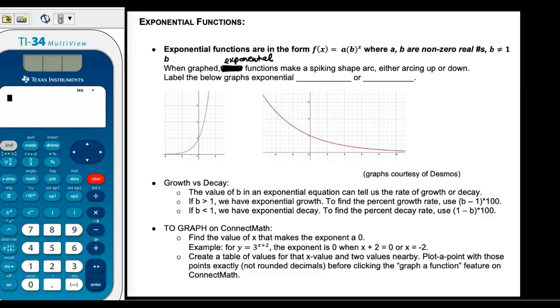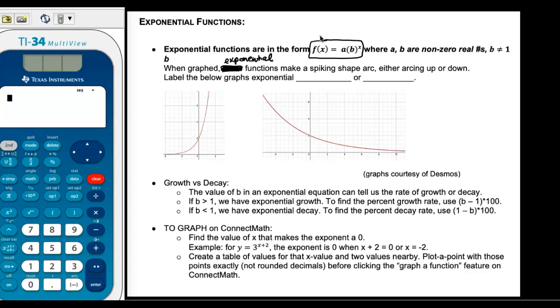In this video, we're going to talk about exponential functions, and like in the quadratic functions videos, I'm just going to do a quick overview here and then some examples. So exponential functions in general are always in this form, f of x equals a times b to the x power. So notice that the variable x in this case is in the exponent position.